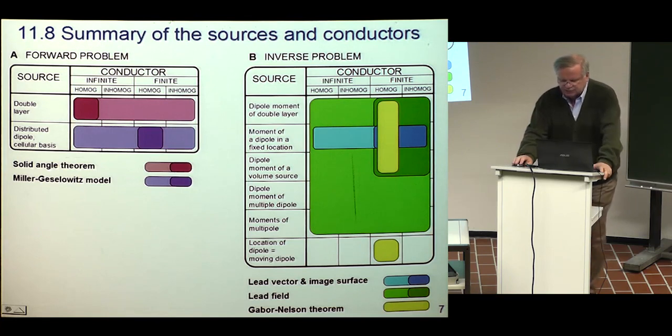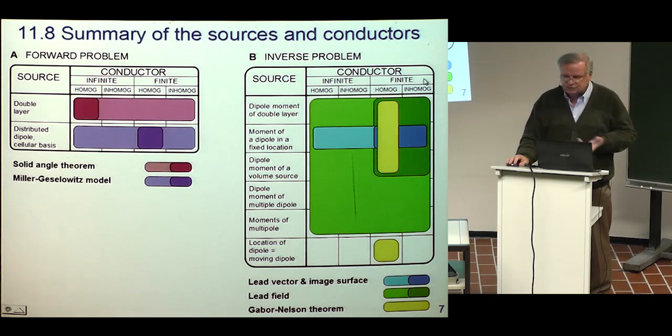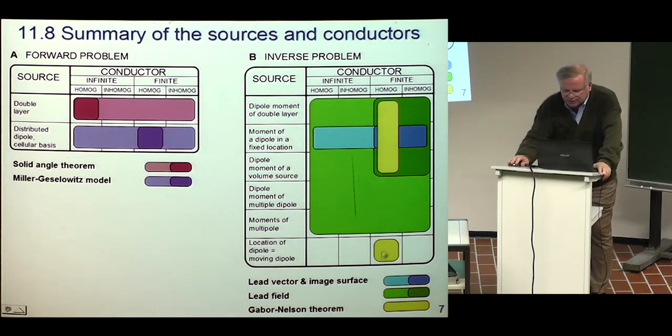And then finally the Gabor-Nelson theorem. Essential in the Gabor-Nelson theorem is that the conductor must be finite. It must have the surface, and the accurate solution is obtained only if the conductor is homogeneous. The sources may be the dipole moment of the double layer, the moment of a dipole in a fixed location, or the dipole moment of the volume source, because it calculates the dipole moment. And this additional property: the Gabor-Nelson theorem gives the location of the dipole, so we can analyze the moving dipole. Of these methods, it is the only one which accurately gives the location.